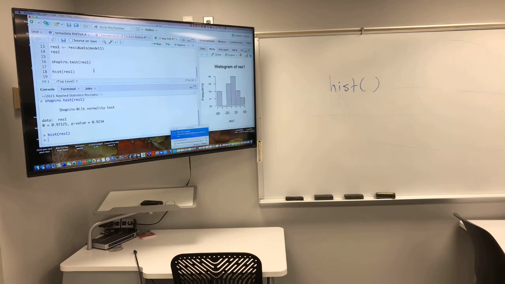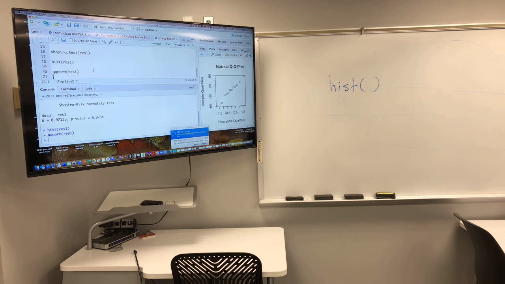What's another way, in addition to looking at a histogram, that we can look at our data? Yep, QQ norm. And actually, when you look at it this way, it doesn't look too bad, although a full quarter of your data set is kind of off the expected line.